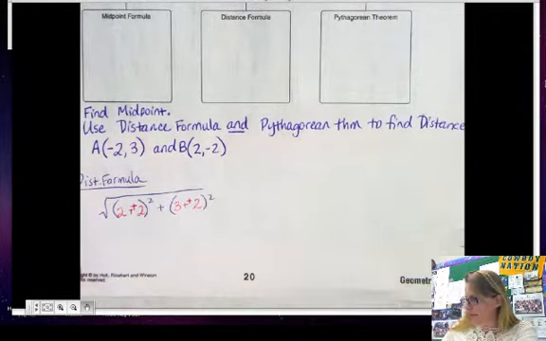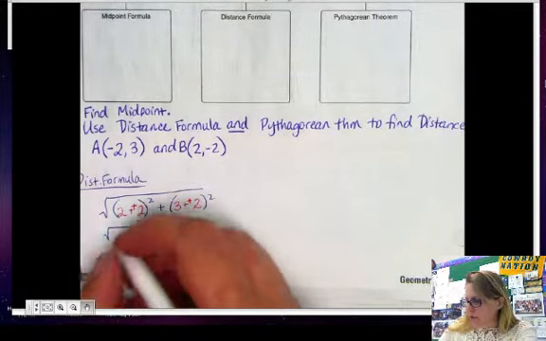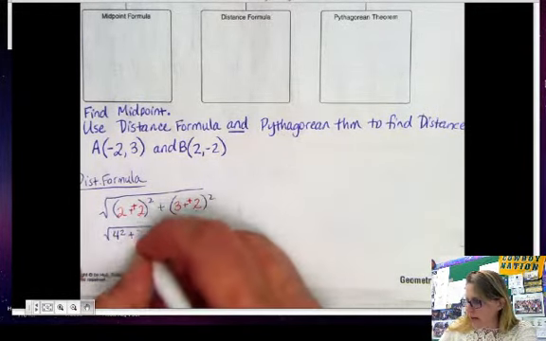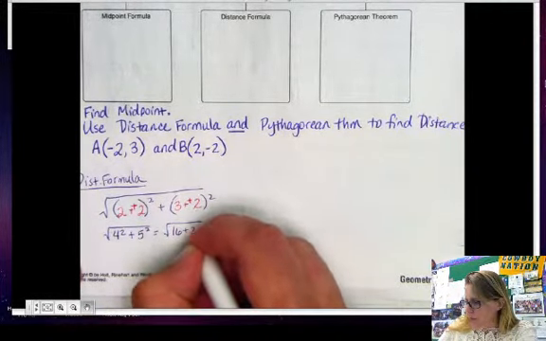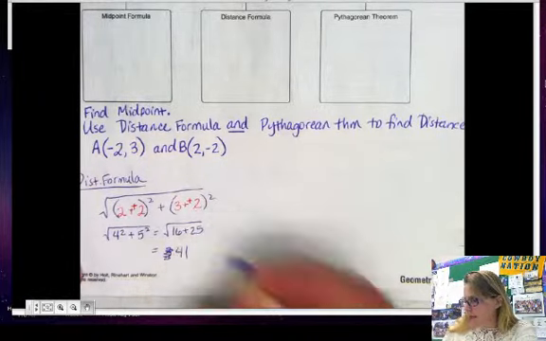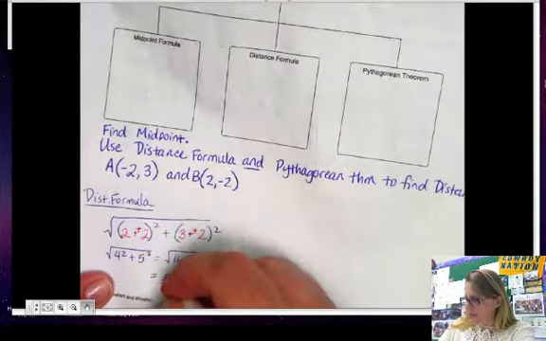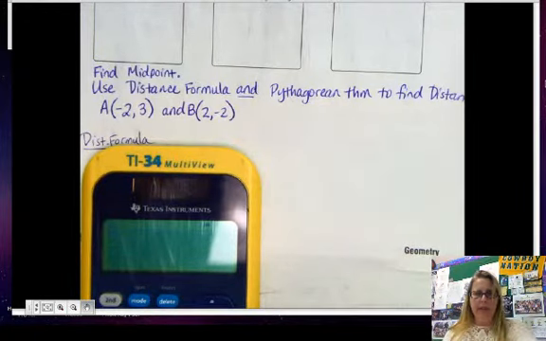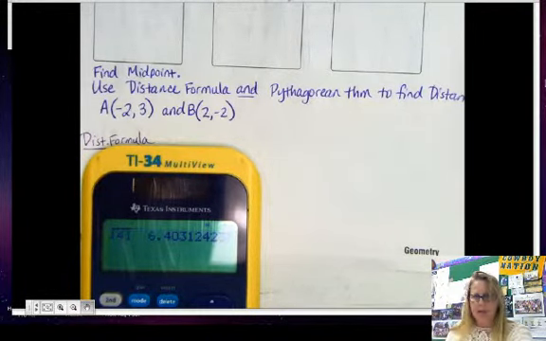And again, it becomes positive. So now we have 2 plus 2 is 4, so that's 4 squared, plus 3 plus 2 is 5, so we have 5 squared. That is 16 plus 25, 41. Now you can take the square root of that, square root of 41. We can take our calculator and find out what the square root of 41 is. I'm going to use my square root button here and do 41 equals, and I get 6.4.